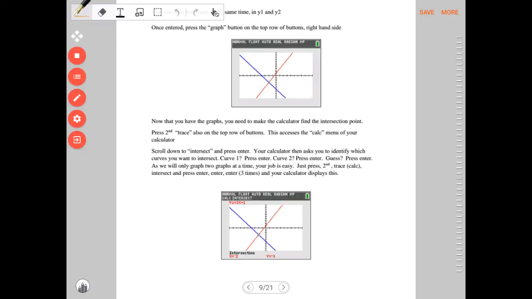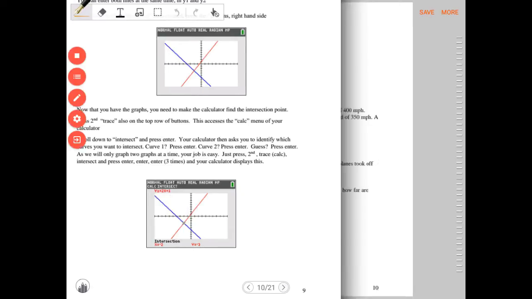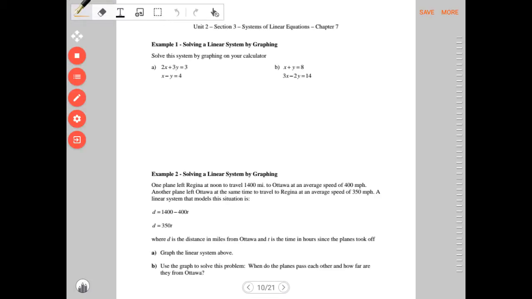Example number 1. If we have a look at the next page, example 1, solving a linear system by graphing. Solve this system by graphing on your calculator. All we have to do is turn these into y equals mx plus b form. I'm forcing you to graph it. These ones are actually set up for elimination, funny thing, but we're forcing you to graph for these ones.